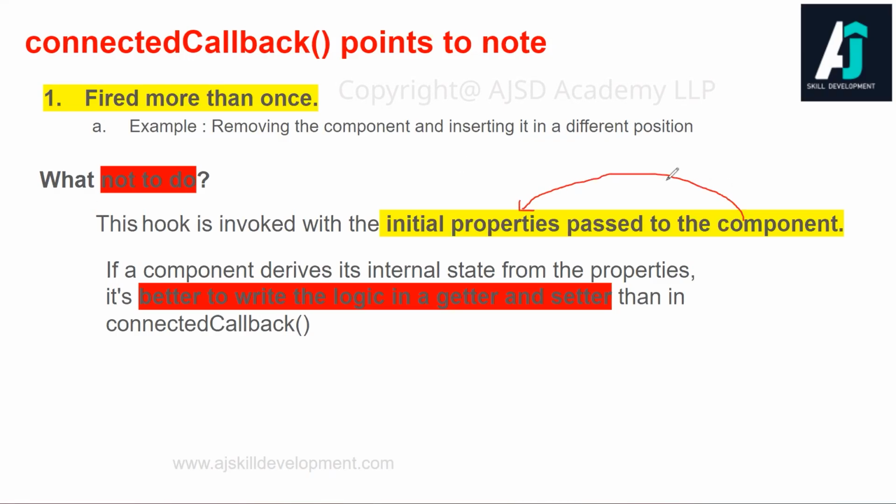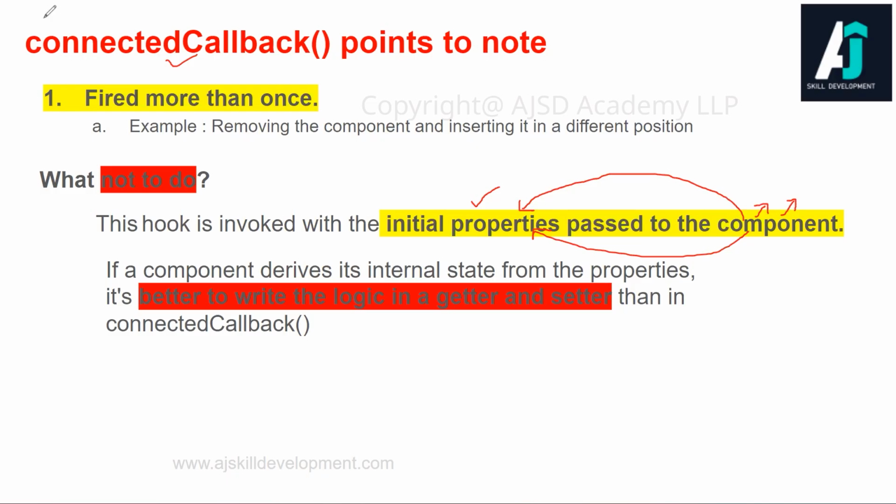if it is a dynamic component, if its state is going to change based on these initial properties, then you shouldn't use the connected callback. Okay, I repeat this. Whenever you are initializing the properties inside the component in the connected callback, if your component is completely dependent on these properties for its state change, if the component states will change based on this property, then don't use this type of initialization inside the connected callback.